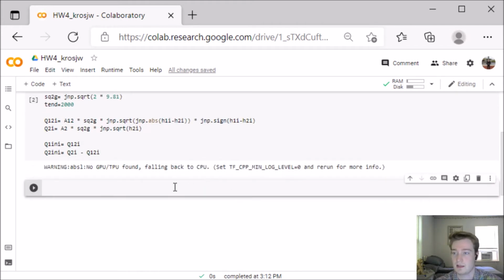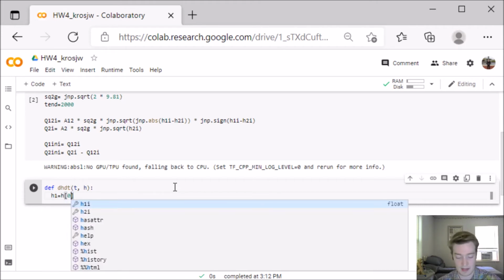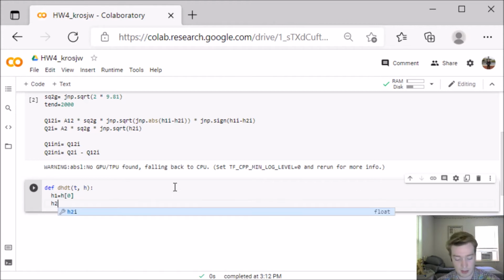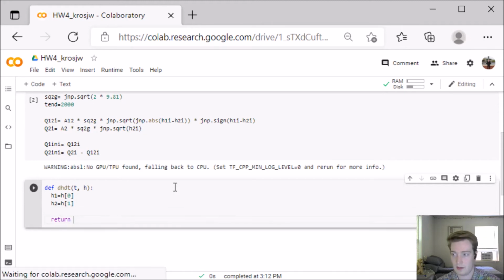What's next? We want to define dH dt. So define dH dt, and we give it time t and our height h, just like that. So we're going to have two equations. So we're going to have 2 times and 2 heights. So if we say h1, we're going to say that's the first element in our array of h. And same thing with h2. It's going to equal the second element in our array of h. And we're going to return here 2 equations.